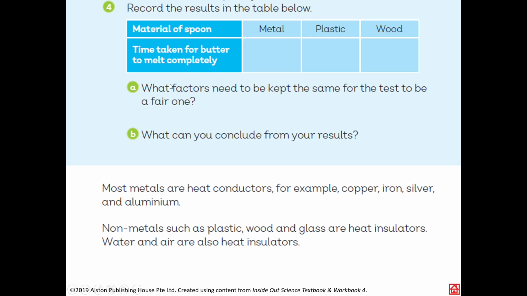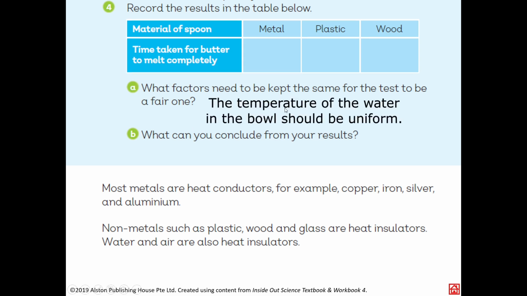For letter A, the answer is the temperature of the water in the bowl. Please answer letter B, and then record the time when the butter melts completely. Please watch the following video so you'll understand how we are going to conduct this experiment exactly. Please stay for the next video.